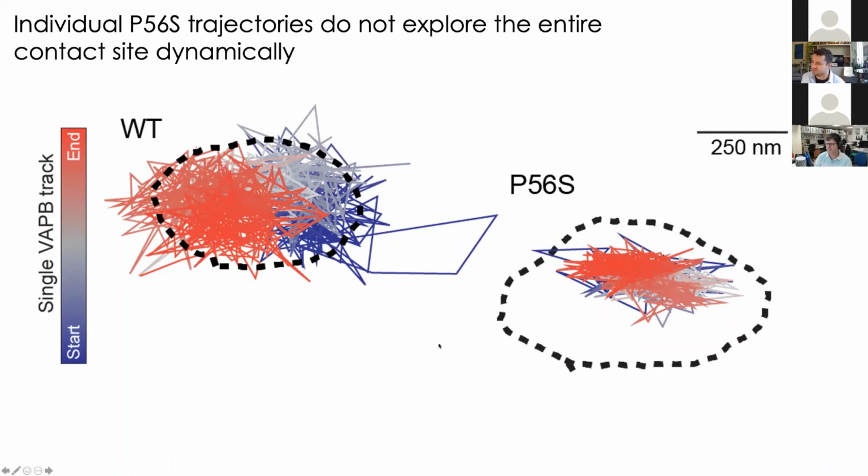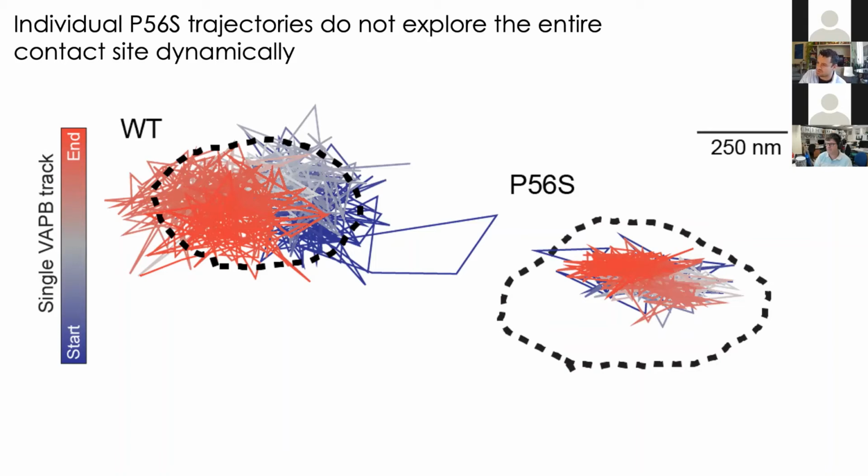However, in the P56S condition, more than 70% of the single trajectories in P56S contact sites only explored a small subset of the contact site and didn't actually explore the whole space, suggesting that there is a lack of fluidity within that system in the P56S condition.